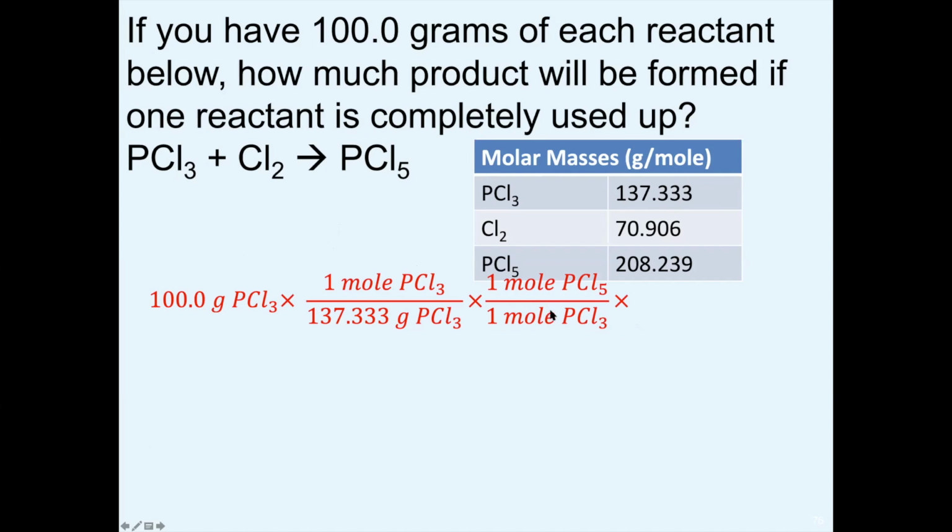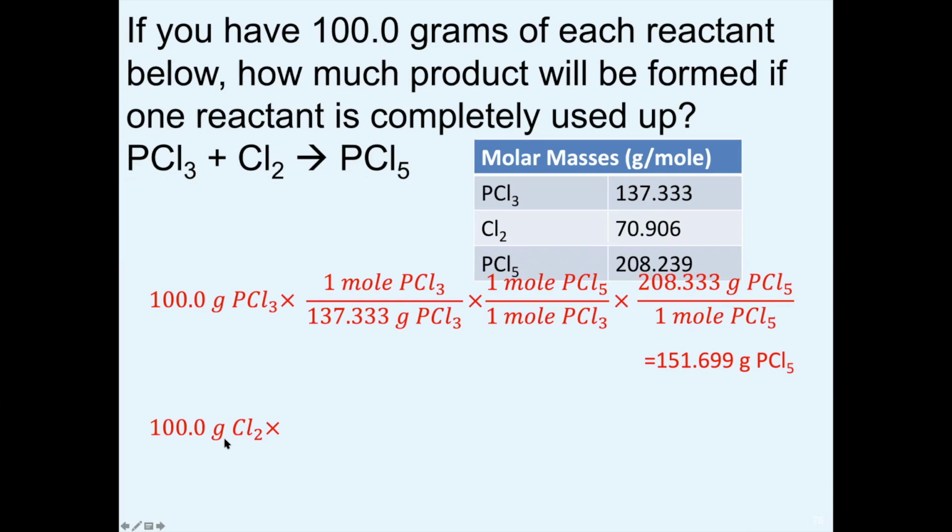Okay, and then I need to convert that. So now if you look at the units, moles of PCl3 over moles of PCl3 cancel. So now I'm in moles of PCl5. So I want to convert that into mass of PCl5, and that's going to be done with the molar mass of PCl5, 208.239. Okay, so moles of PCl5 over moles of PCl5, so I get grams of PCl5, which gives you 151. All right, so that's how much PCl5 I would get if PCl3 runs out, if I use up all of that PCl3.